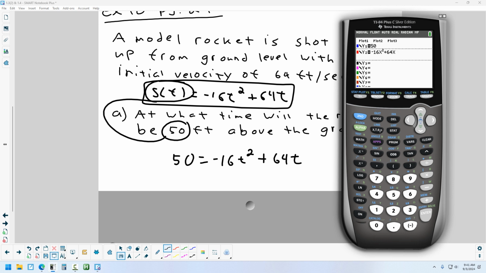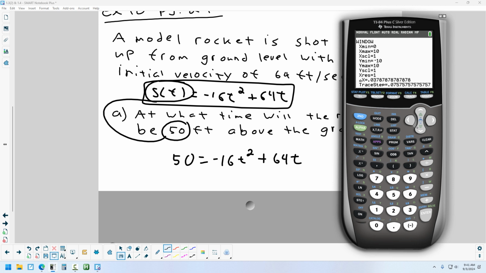Now, before we hit graph, we're going to go to window. Let's think about x for a second. X is the time. What's the lowest value the time could be in this problem? Yeah, we can't go lower than 0. Negative time doesn't make sense. So I'm not even going to look at it. The maximum time is how long it's in the air for. Well, I don't know. I'll just leave it at 10 seconds, and if it goes off the screen, I'll adjust it.